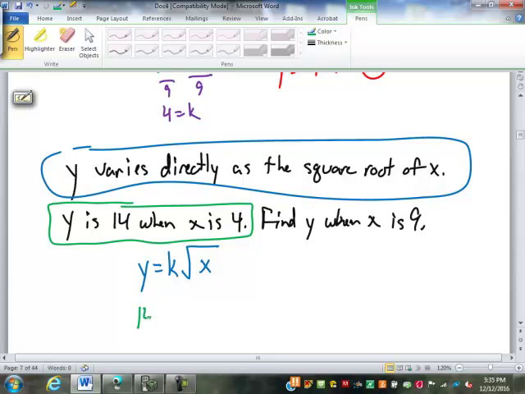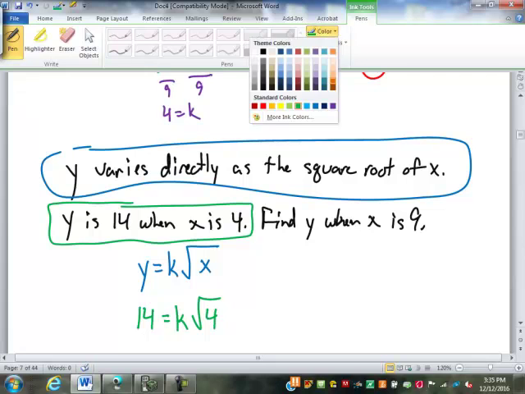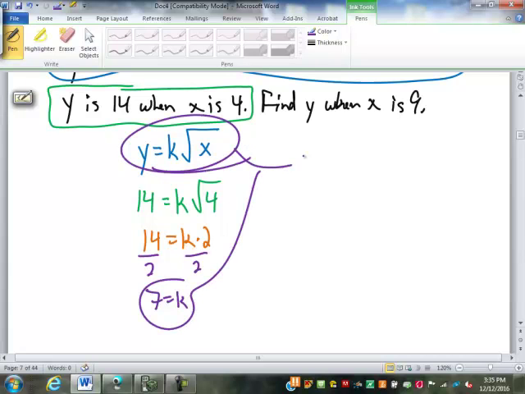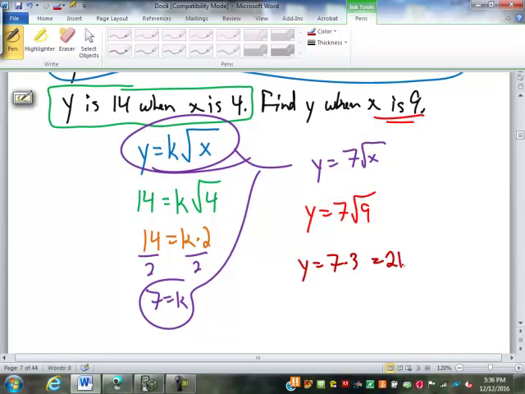So Y is 14. Sorry, that was the right answer. Equals K times the square root of 4. So now we've got an extra step in here. We have to actually do the square root of 4, which is 2. Then we can divide by 2. You get 7 equals K. So Y is equal to 7 times the square root of X. And then we put in 7 times the square root of 9 to find Y. So the square root of 9 is 3, so 7 times 3 is 21. Y is 21.